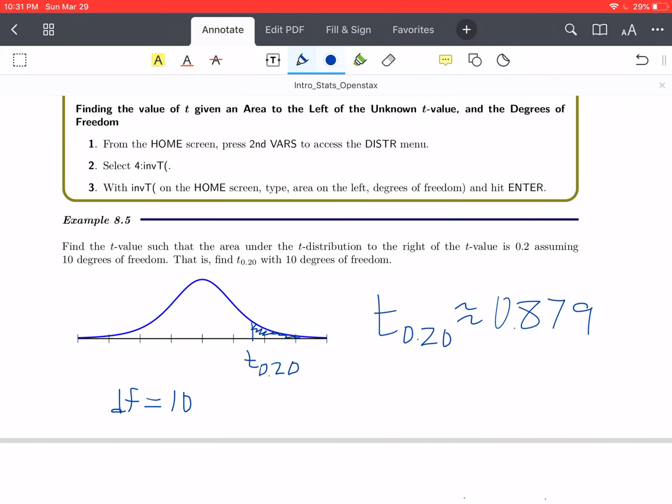So 0.879. All right. So we're still reading these curves the same way we read the standard normal curve.